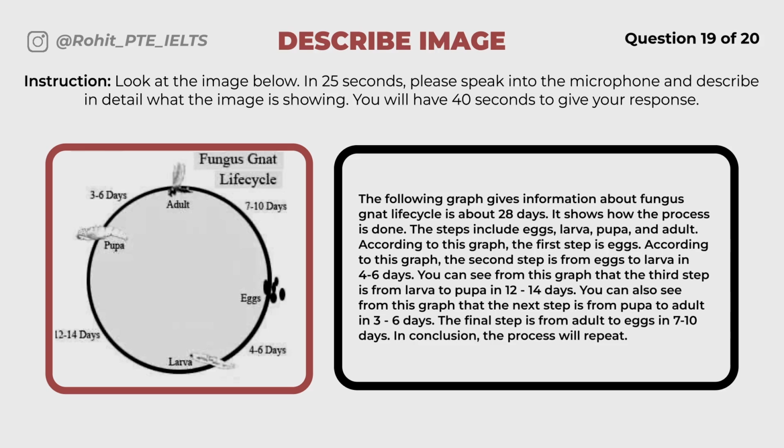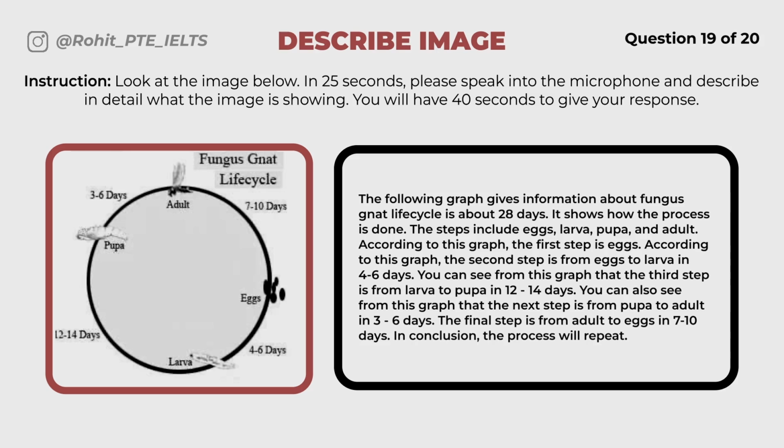The following graph gives information about the fungus gnat life cycle, which is about 28 days. It shows how the process is done. The steps include eggs, larva, pupa, and adult. According to this graph, the first step is eggs. According to this graph, the second step is from eggs to larva in 4 to 6 days.